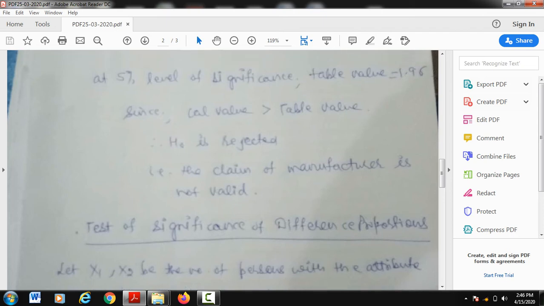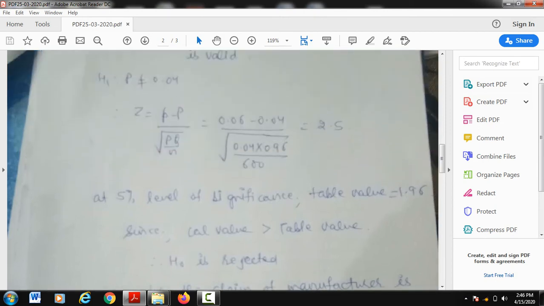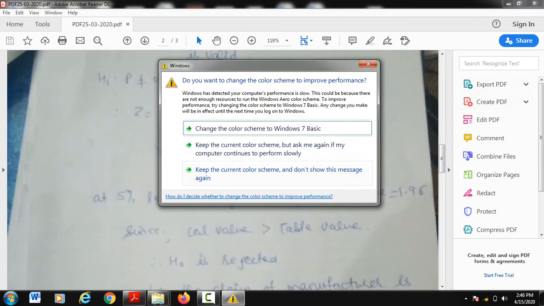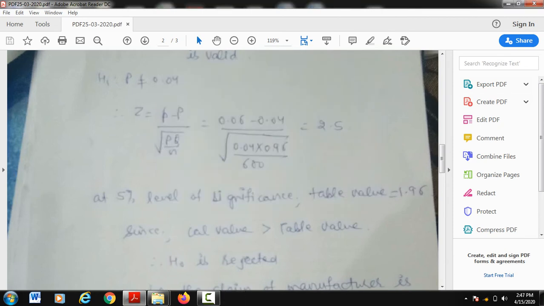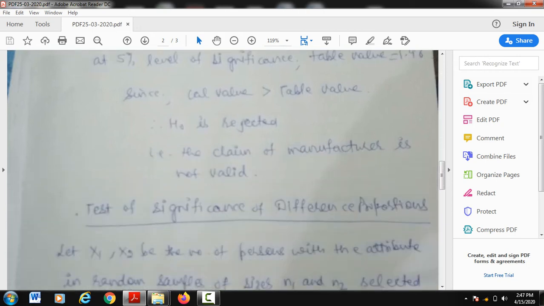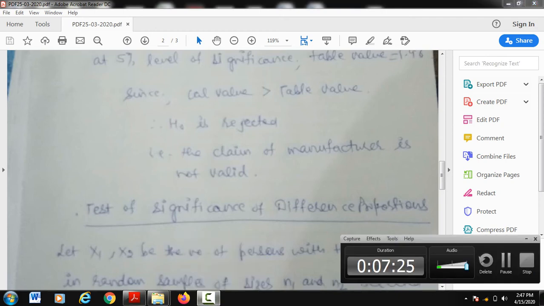Now I will compare the absolute calculated value with the table value. If the calculated value comes with a negative sign, I will ignore the minus sign. That's why I always say we compare the absolute calculated value and the table value. The absolute calculated value is 2.5 and the table value is 1.96. So the calculated value is greater than the table value, so H naught is rejected. So our assumption is wrong, that is, the claim of the manufacturer is not valid. It means that out of total production, it is not always the case that only 4% will be defective. It can be more than 4%, it can be less than 4%.